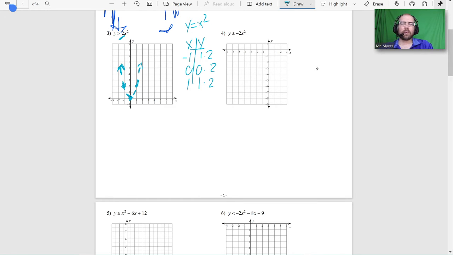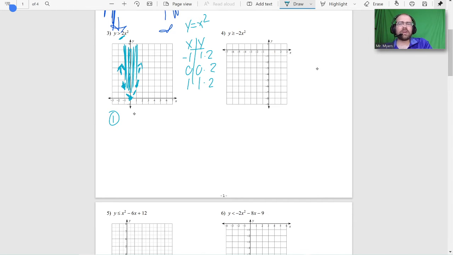Okay, I feel like it's less work maybe. So there we go, there's our graph. Y is greater than, so we shade up. And that's it for that one. Okay, so if we look at the steps here, step 1.